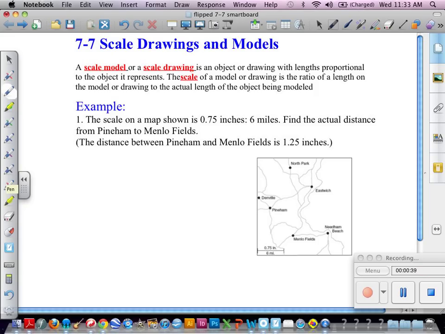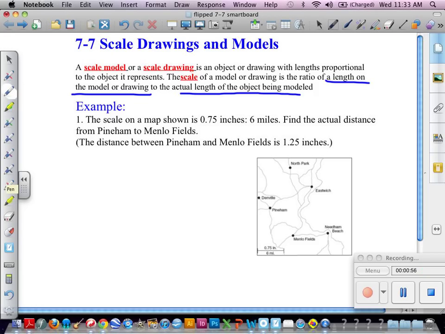And the scale of a model or a drawing is the ratio of the length on the model or the drawing to the actual. So you're going to take the length of the model over the actual model. Let's look at our examples.